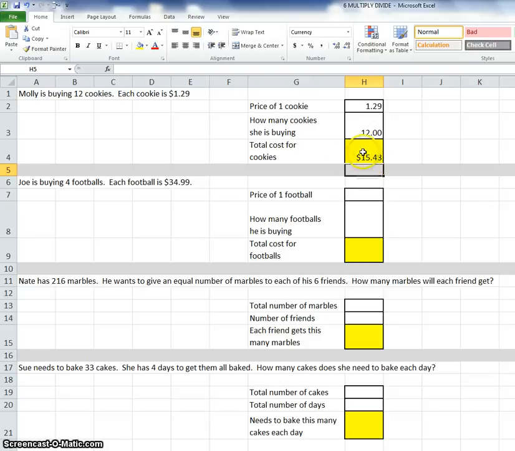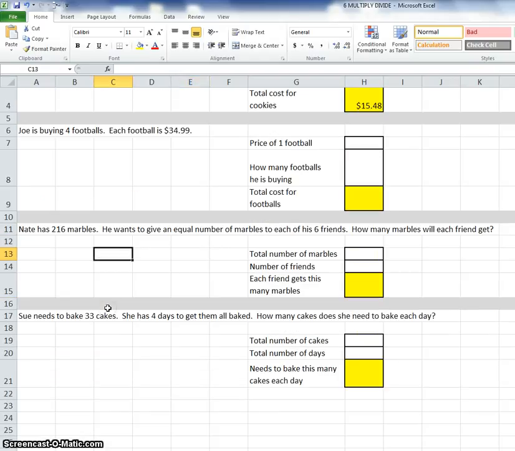If you simply put in $15.48, you're not going to get any points, because I don't really care that the answer is $15.48, although that does need to be right. I care about the equation that you wrote. To find out how much she's going to owe for cookies, you have to multiply the price of one cookie, H2, times how many cookies, H3. Then you can go ahead and do how much Joe's going to owe for footballs.